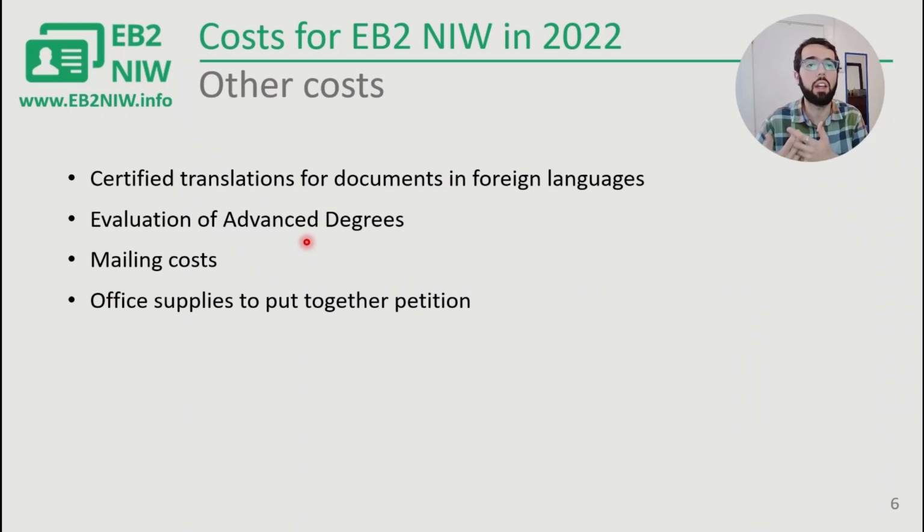There are organizations that will take a look at your degree and they will explain to the USCIS what the equivalent degree in the United States is. So that will make your degree valid and you will be able to comply with the advanced degree requirement. There are mailing costs. You will have to mail your applications to the USCIS location, so you will have to pay for that. And you will have to have some office supplies to put your petition together, especially if you are doing a do-it-yourself application and you are not hiring a lawyer. These are minor costs, but they should be considered as well.